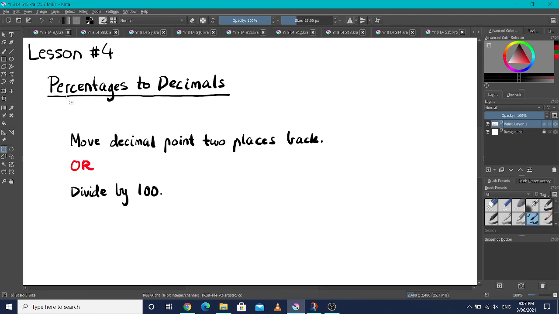We are now going to be looking at converting percentages to decimals. There are two methods, but they both have the same effect of dividing by 100. So number 1, move the decimal point 2 places back, or simply divide by 100. But if you do this, then you should show your working out.